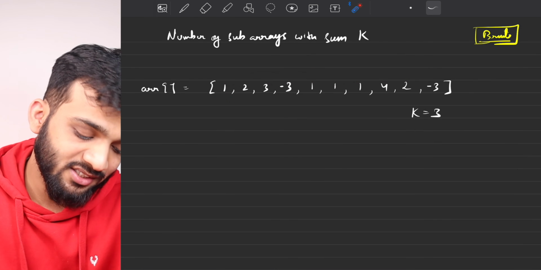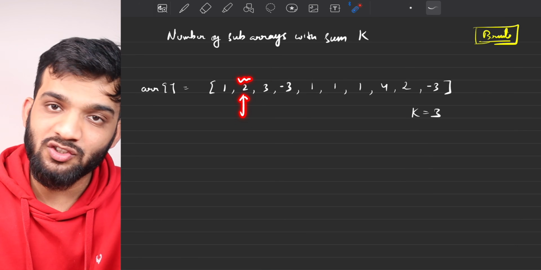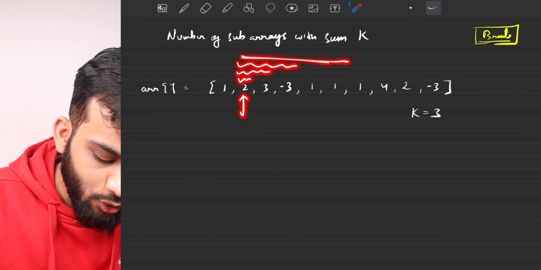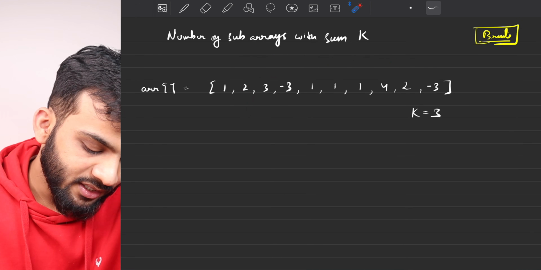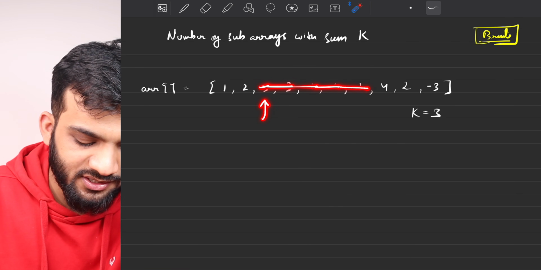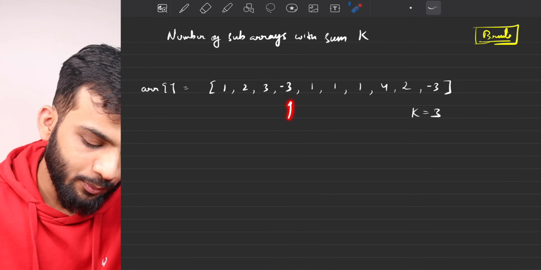And then the next starts from 2, by taking just 2, then takes 2, 3, 2, 3 minus 3, goes on and so on. Next, it starts at 3, takes 3, 3 minus 3, then this, then this, then this, and keeps on going. And eventually you can move this pointer.